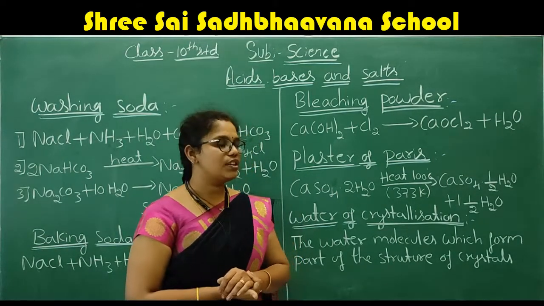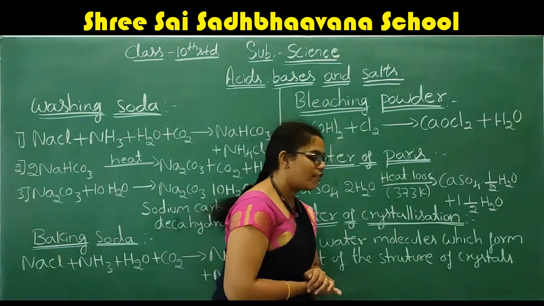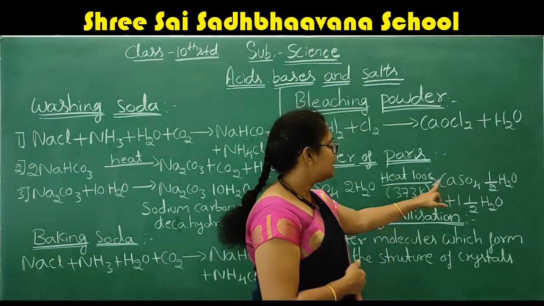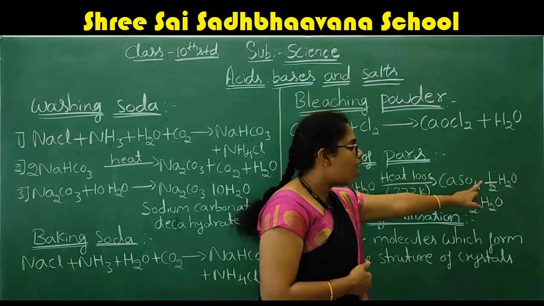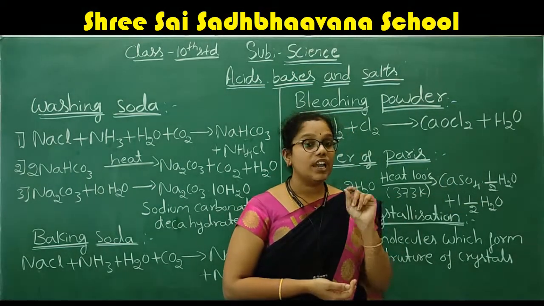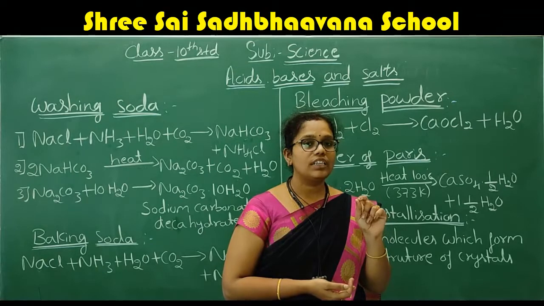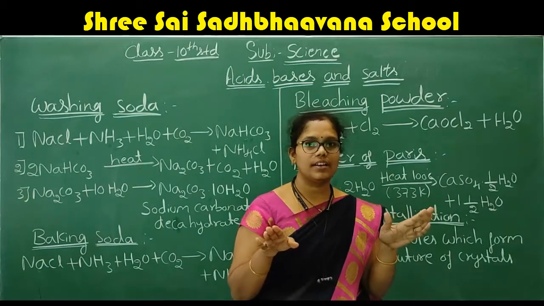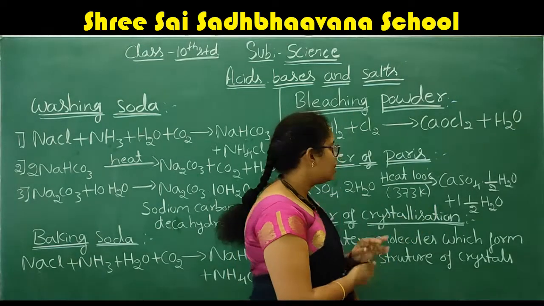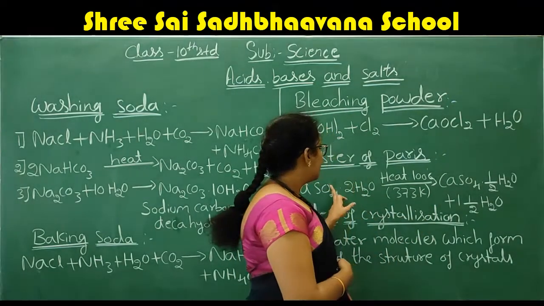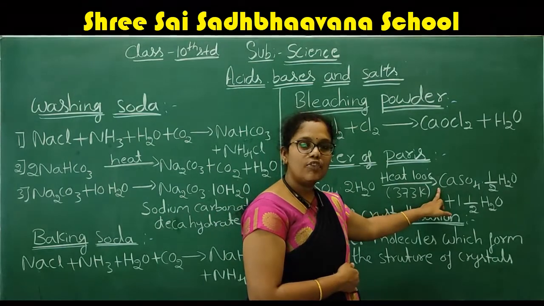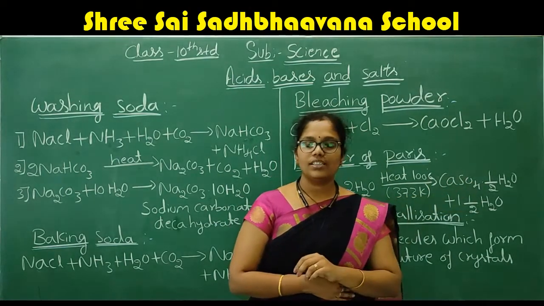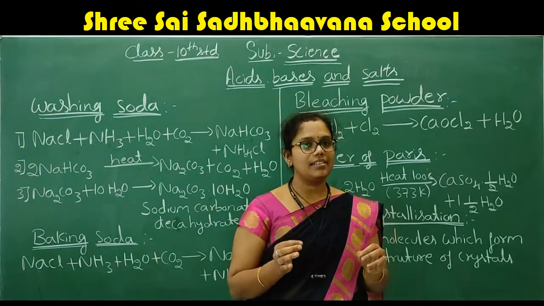First of all, what is the formula of the plaster of Paris? The formula of the plaster of Paris is CaSO4·½H2O. Only half, you have to remember that, you have to write half only. If you write 1, the marks are gone. Therefore, you have to write properly that the formula of the plaster of Paris is calcium sulfate hemihydrate, CaSO4·½H2O. This is the formula of the plaster of Paris.